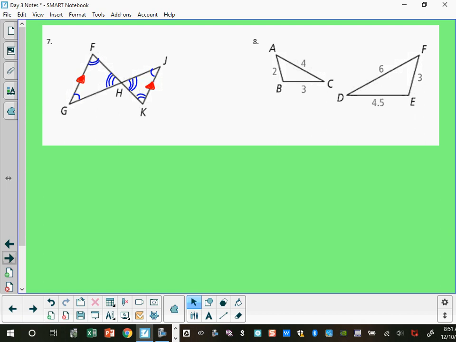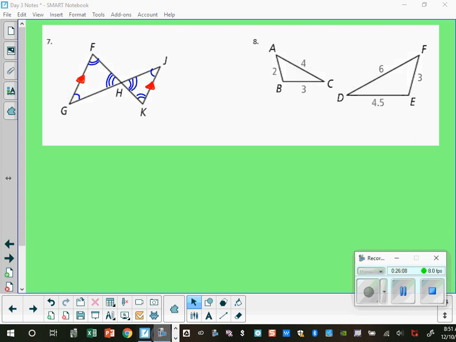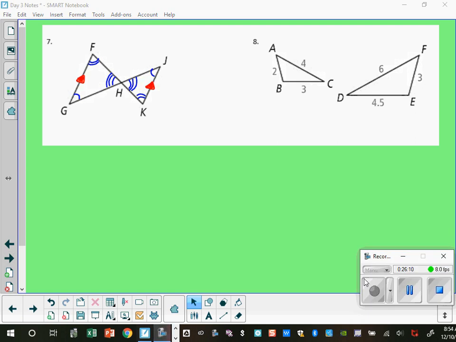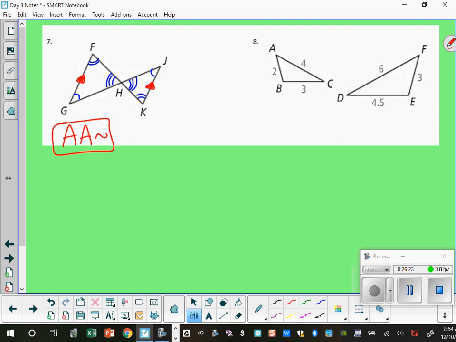I want you guys to do 7 and 8. We've already put on the picture, you guys do the rest. All right, so number 7 is going to be what? Angle similarity. Angle similarity. How about number 8?